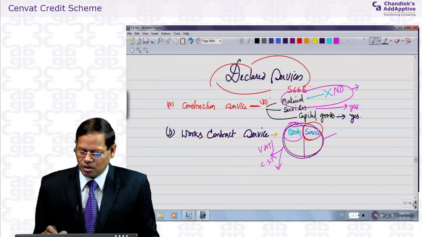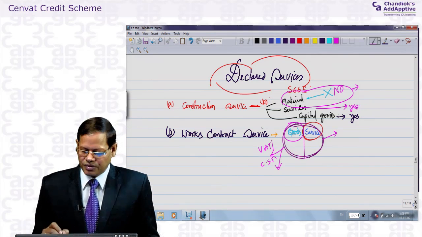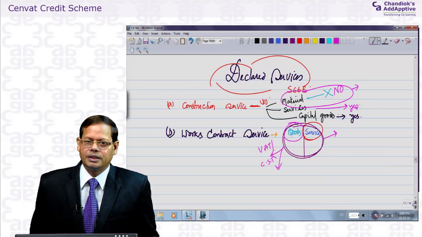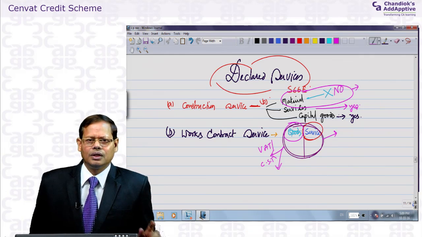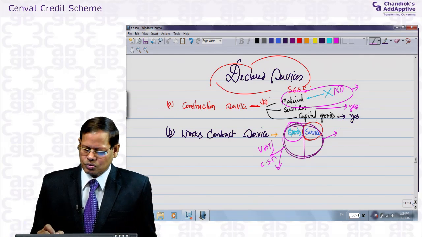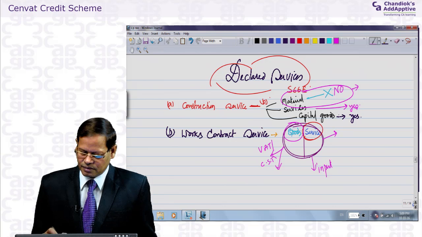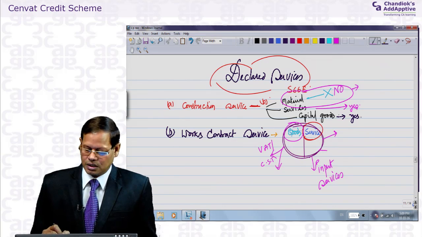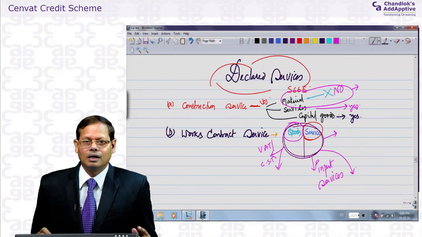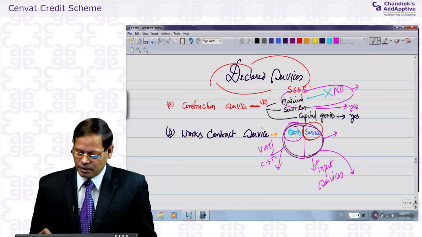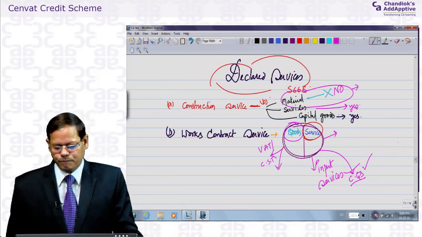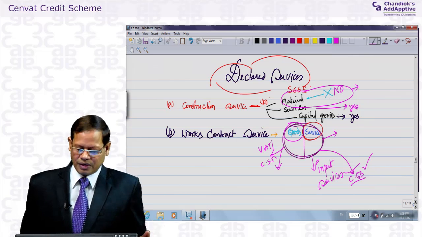What about the service portion? On service portion, service tax is payable, and obviously, whatever input services you use, you will get credit on input services, whatever service tax you pay, and whatever excise duty you paid on capital goods, yes, you will get credit on capital goods also used in works contract. So, all is well that ends well.